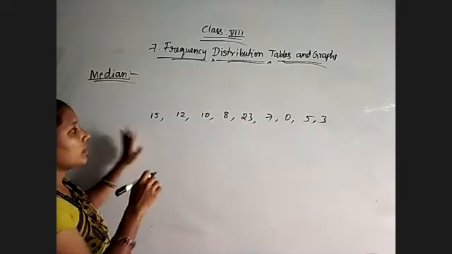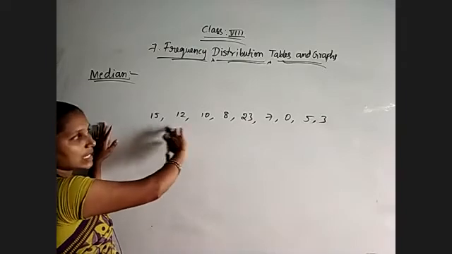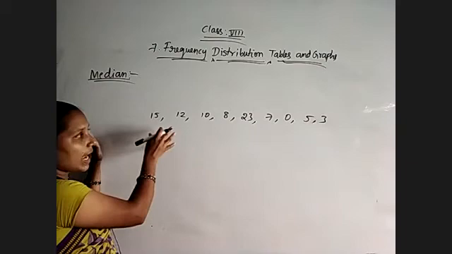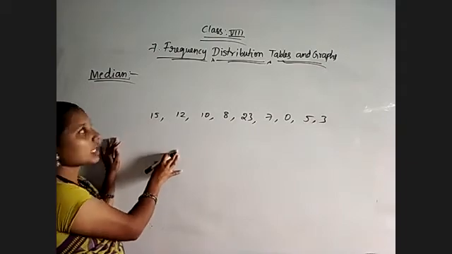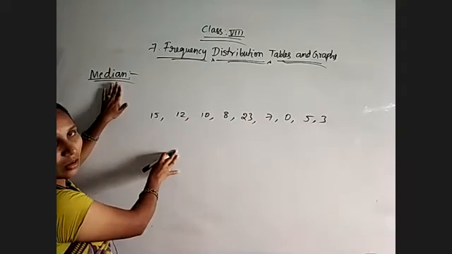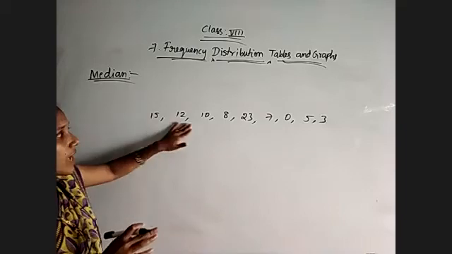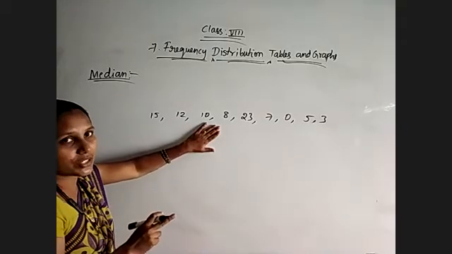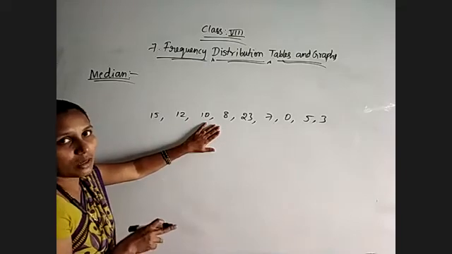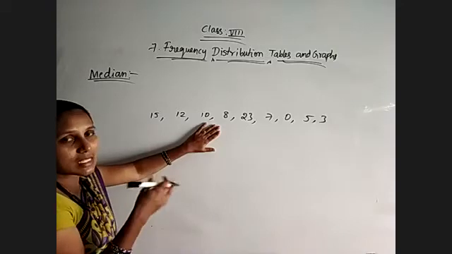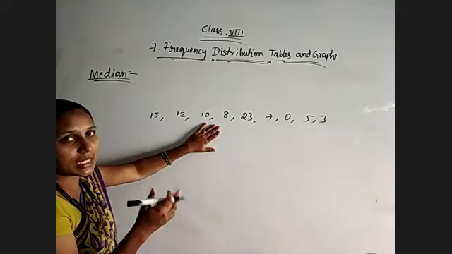Each entry in the data, all these numbers, is the given data. Whatever data is given, first arrange it in ascending order, otherwise descending order, while you are choosing the median. So first write the given values in ascending order. Each value in this data is known as an observation. And how many times it is occurring, that is frequency.